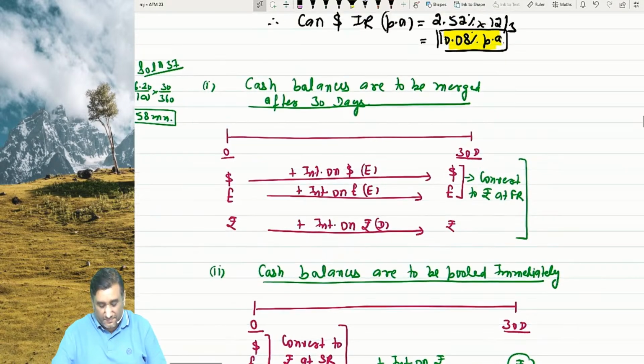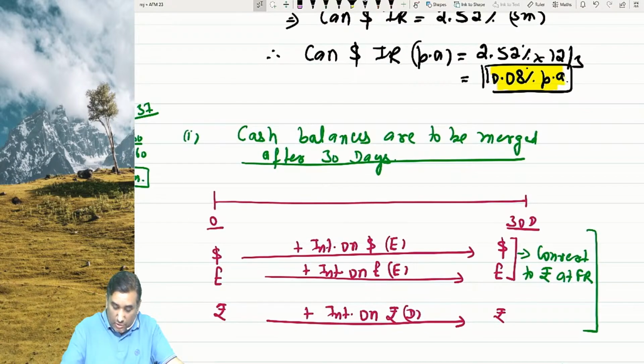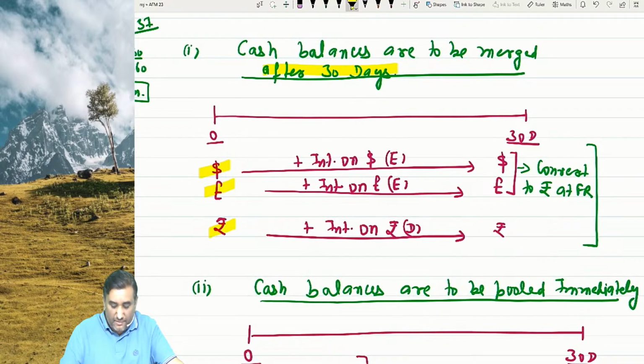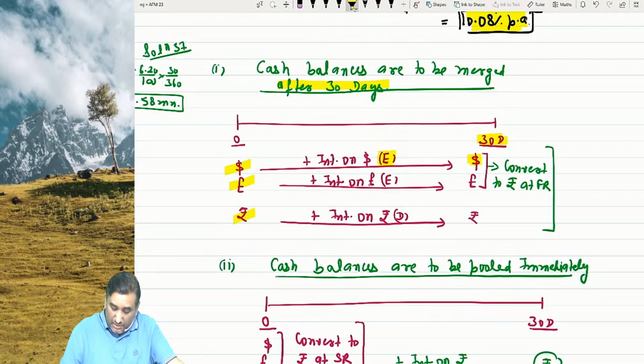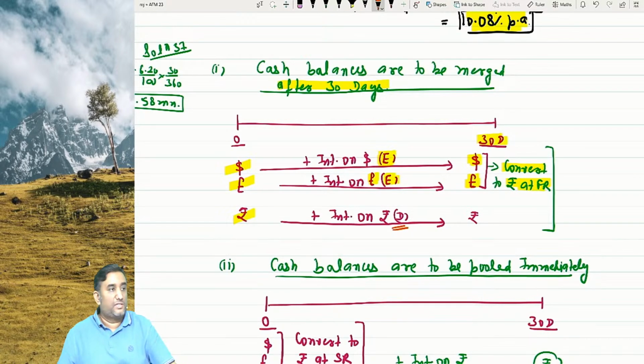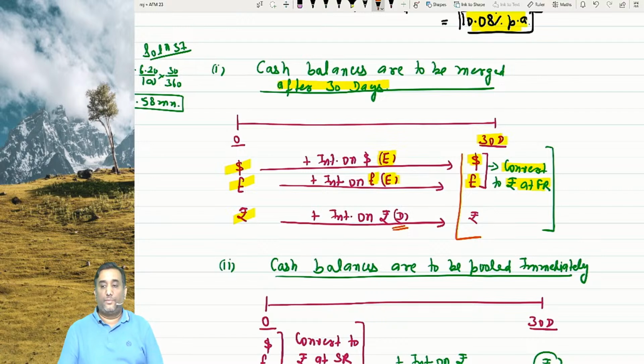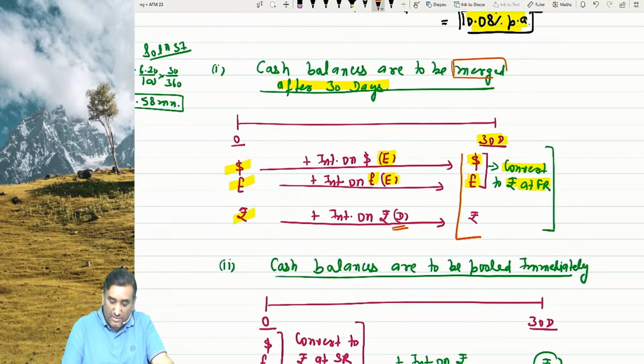This is the crux of the question. These cash balances are to be merged after 30 days. One was this. That means there is a dollar, pound and rupee. Dollar remains in the dollar, earns something. After 30 days it comes, a dollar to you. Pound earns interest on pound, and then the pound comes, converted to rupee at a 30-day forward rate. Rupee remains in rupee. Since you are having a deficit, this deficit will be there in rupee, and then you club all of them together. That means dollar you stay in your country, pound you stay back in your country, rupee you stay back in your country. After 30 days you merge. The balances are to be merged after 30 days.